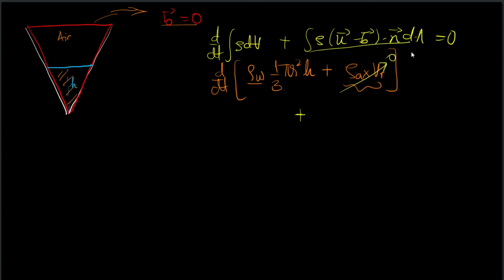Similarly, for the flux also, it is rho u minus b dot n dA. So this b will vanish. So it is simply rho u dot n dA equal to 0. So what does this term give? This term gives, at the exit, Ve Ae. So plus rho Ve Ae. But now there is one more term because liquid is being drained.